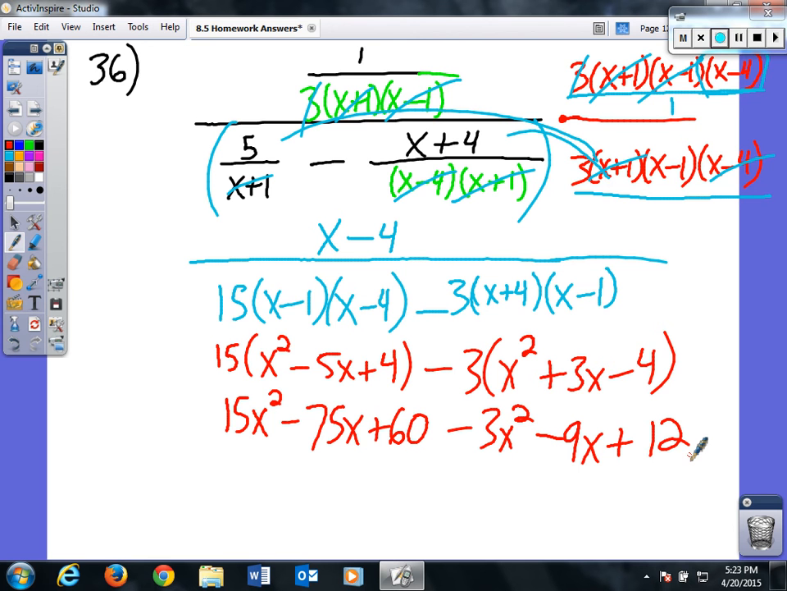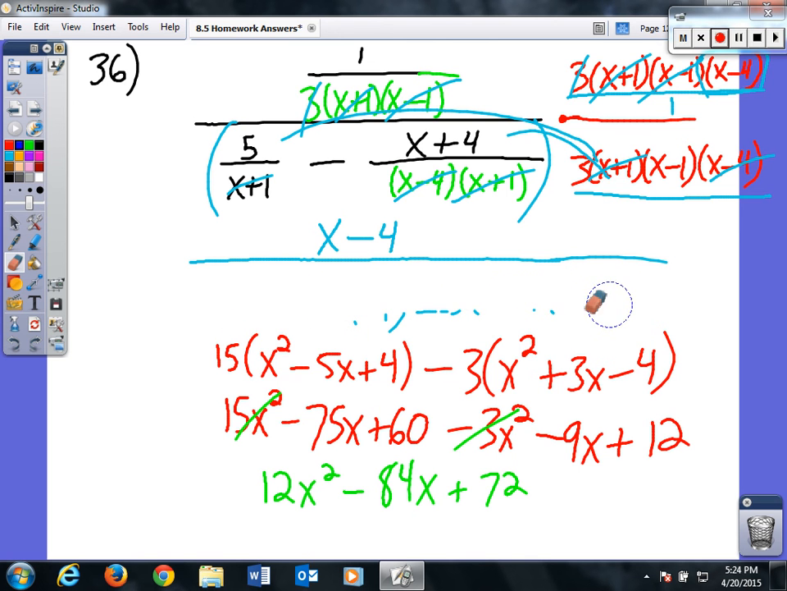Let's combine like terms. So we've got 15x squared and negative 3x squared. Those two will combine to get 12x squared. Then we have negative 75x and negative 9x. Those will become negative, let's see, 84x. 60 and 12 is 72. All right. So with that, let's replace the denominator with what we just found.